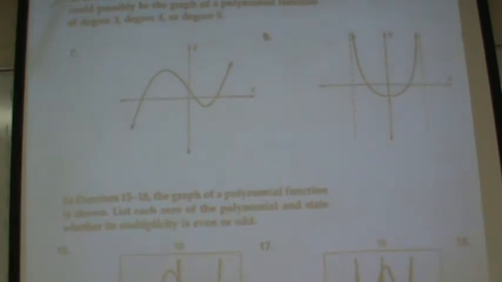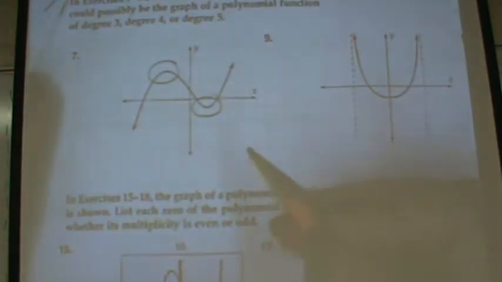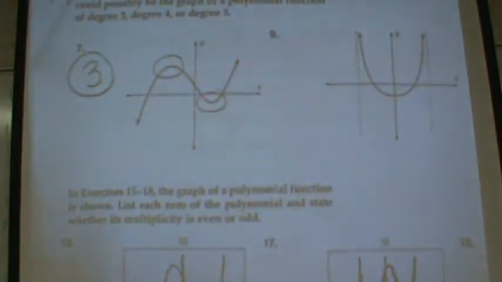Okay, here we go. Go to the back page. Number 7, 9, and 11, I would like to know, can you tell me, looking at the left and right behavior, would you classify this as a degree of 3, a 4, or a 5? And why? What's your reason? So look at the left and the right. It's going to be odd, right? Because they're doing opposite. Count how many bumps we have here. There's 2. Add 1. So it's a degree of, I'm going to say this is a 3. The least degree it could be is 3.